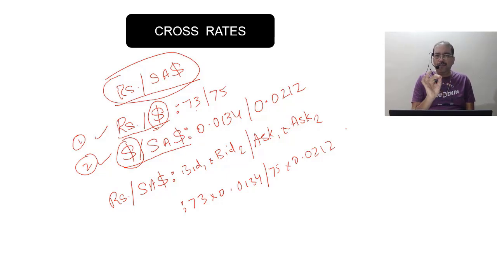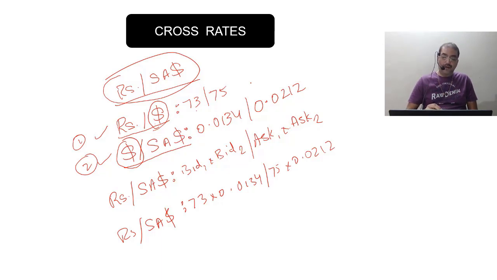Whatever answer you get. What did I say? If the ending of the first is equal to starting of the second currency, then bid into bid straight away. Bid into bid, ask into ask. Problem solved. Then you get the rupees to South African dollar rate. So ending of the first should be starting of the second. Then cross rate will be bid into bid, ask into ask: bid of the first into bid of the second by ask of the first into ask of the second. This is clear? Absolutely clear.